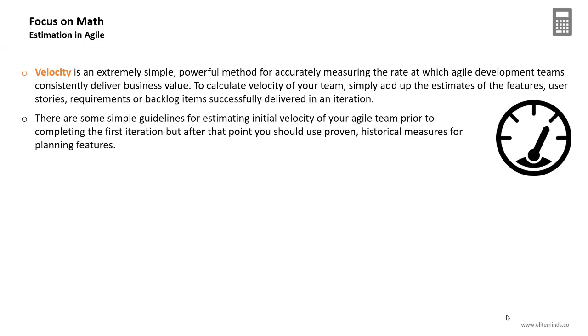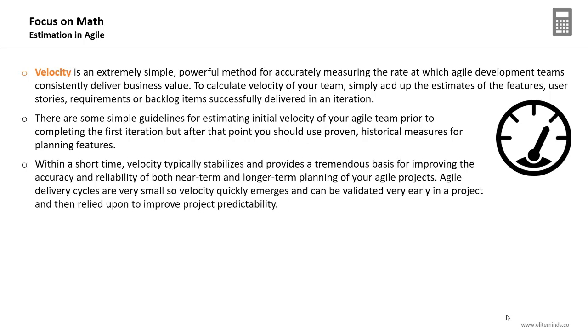There are some simple guidelines for estimating initial velocity of your agile team prior to completing the first iteration, but after that point you should use proven historical measures for planning features. The aim of this paragraph is that we can use simple guidelines for estimating the initial velocity for your team for the first 2 or 3 iterations. After that, we need to build a solid estimate based on the completed iterations of the project.